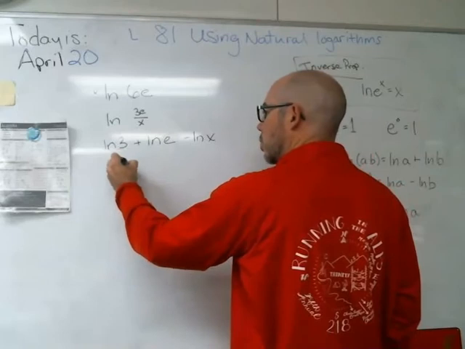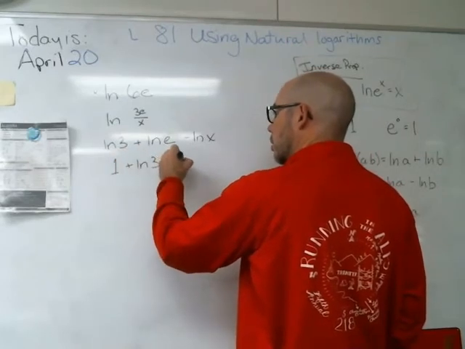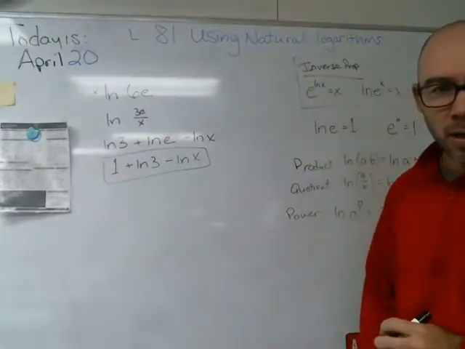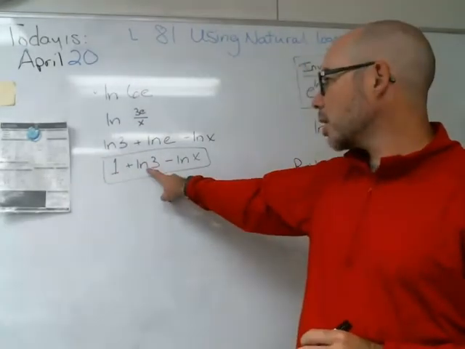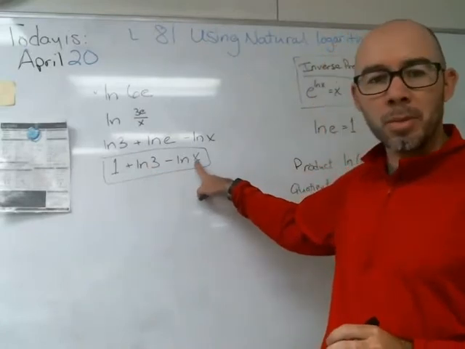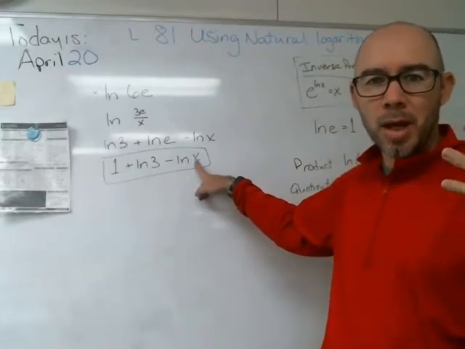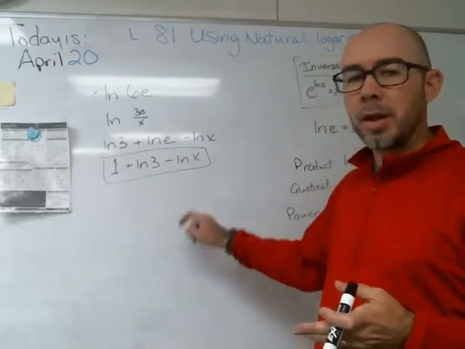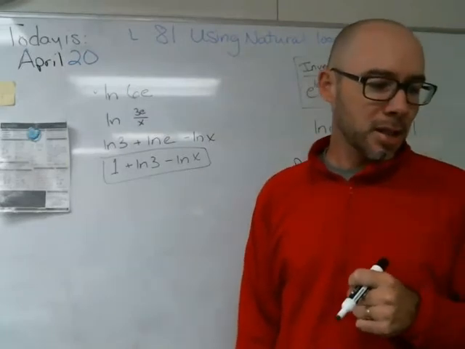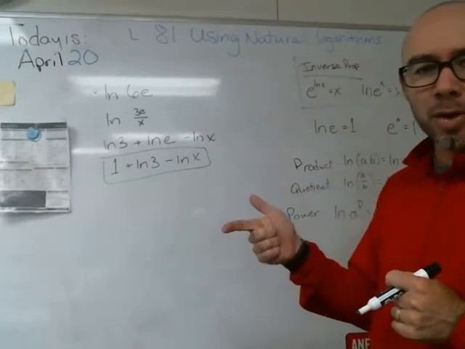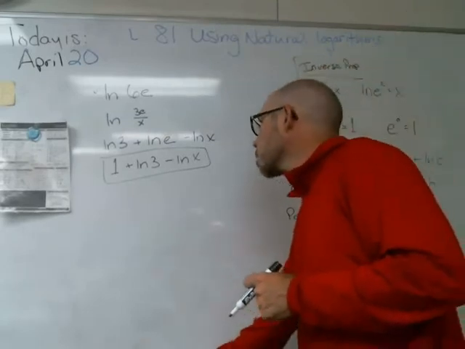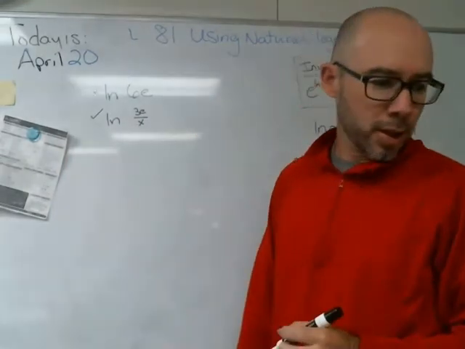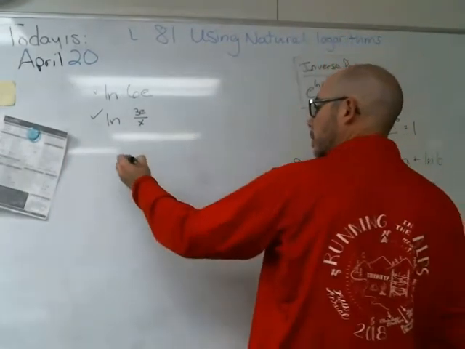So maybe we want to do this. 1 plus the natural log of 3 minus the natural log of x. That's as spread out and solved without a calculator as we could. We could do this with a calculator, and then we're only left with one variable. So we simplified it quite a bit. We got a whole bunch of things we can put numbers to or approximations to. And we're only left with just tell me that one last thing. So we used the product and the quotient rules there. Okay, that one's done.